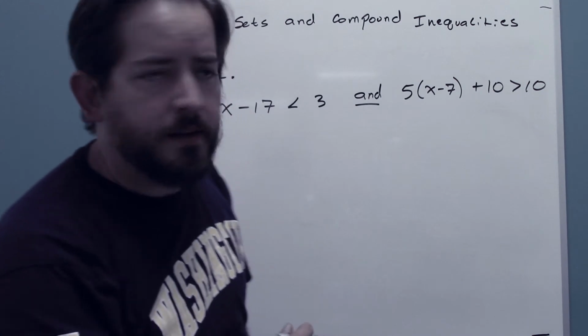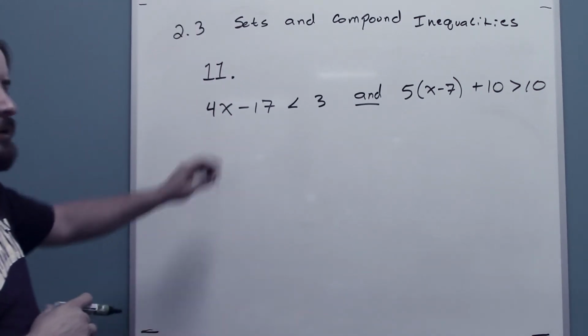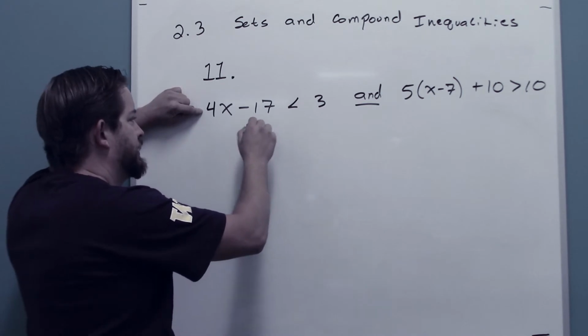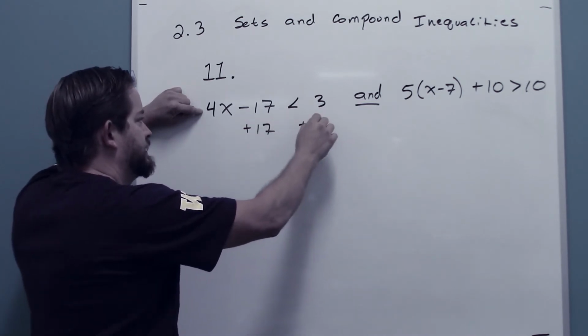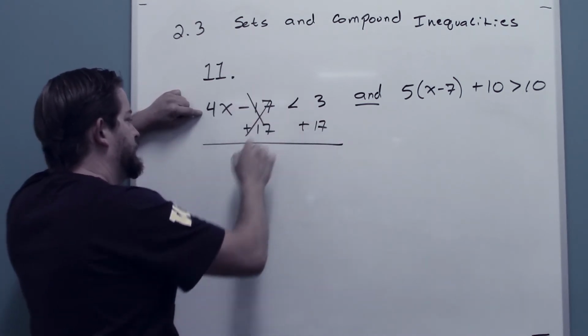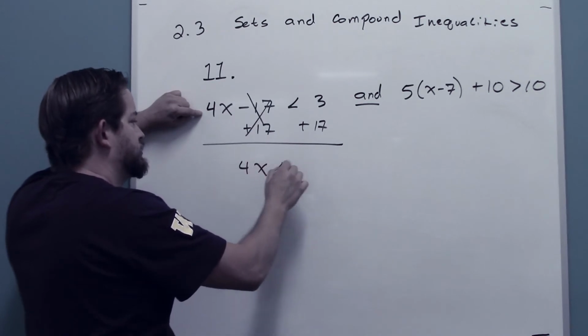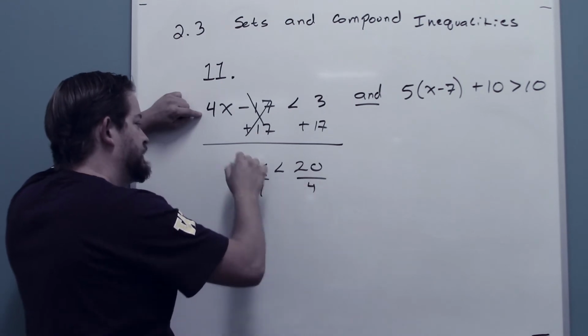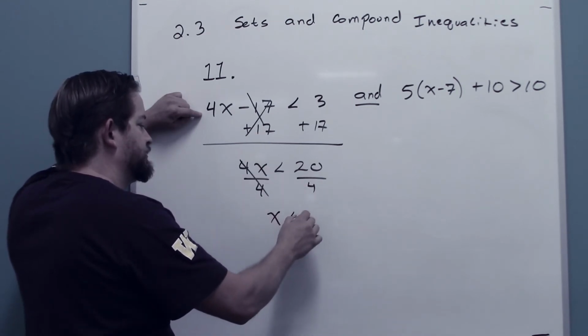Alright, did that make it? Yeah, alright, okay. So I'll just solve each of these individually. So starting on the left one, I'm just going to add 17 to both sides. To start me off, we get 4x is less than 20. Dividing each side by 4 gives me x is less than 5.